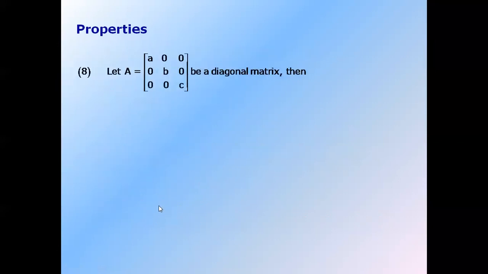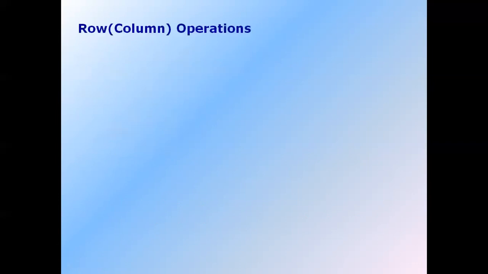And the last property is let A be a diagonal matrix with A, 0, 0, 0, B, 0, 0, 0, C. Obviously this is a diagonal matrix, means the upper triangle and lower triangle are 0. If we take the determinant of this, then we get the value A into B into C. Directly take the multiplication of the diagonal elements. This is about the properties of determinants. Example. Then next, row or column transformation properties.